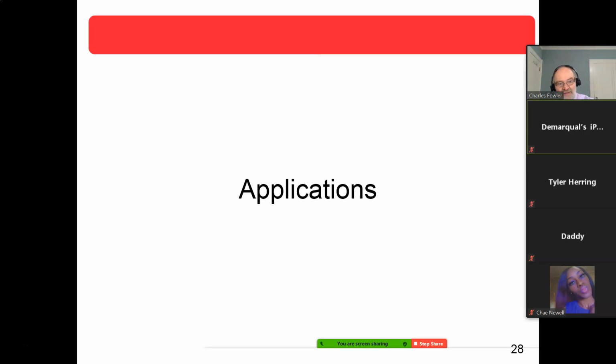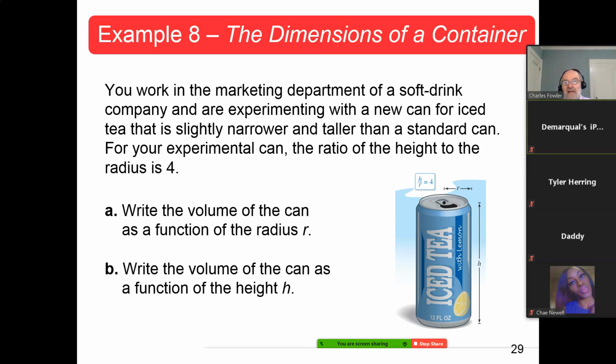We're now moving to applications. Okay. Now, you work in the marketing department of a soft drink company, and you're experimenting with a new can for iced tea that is slightly narrower and taller than the standard can. For your experimental can, now here's a statement. The ratio of the height to the radius is 4. Now we need to take that clause there and write it as a mathematical sentence. I call this translating. What do we mean by ratio? Anyone know?